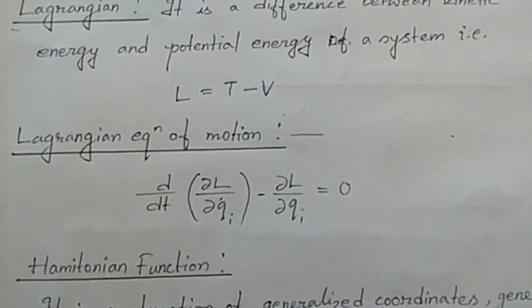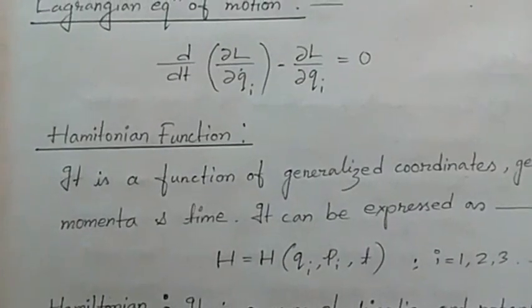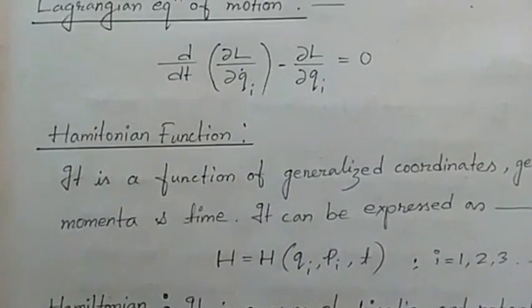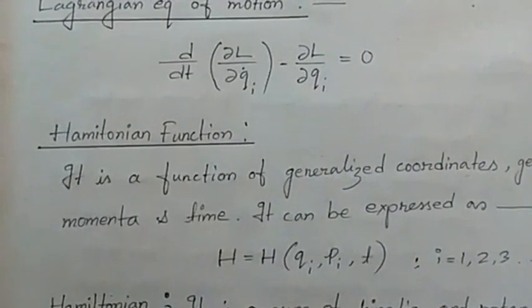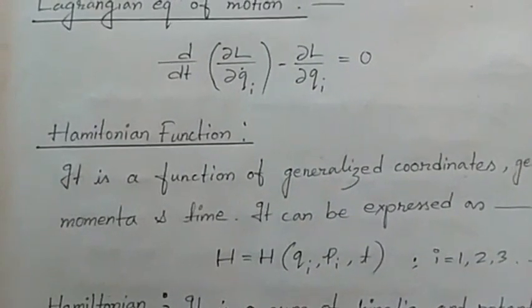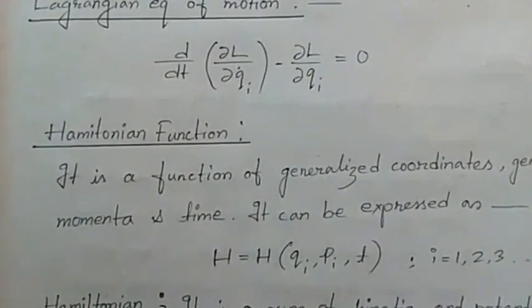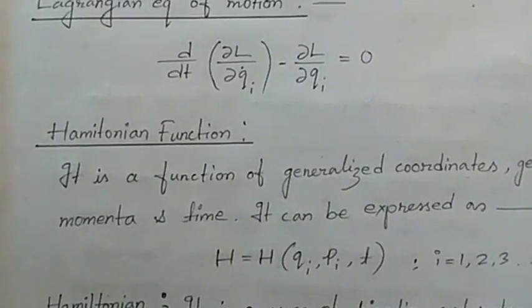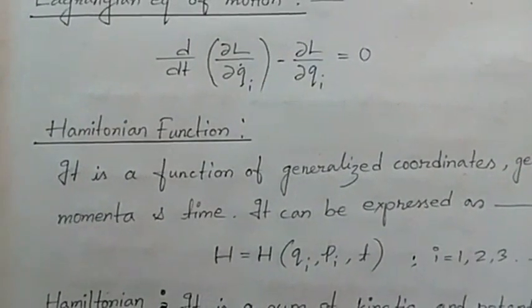Lagrangian equation of motion. It is a second order differential equation: d/dt of del L by del qi dot minus del L by del qi equals 0, where i starts from 1 up to n.